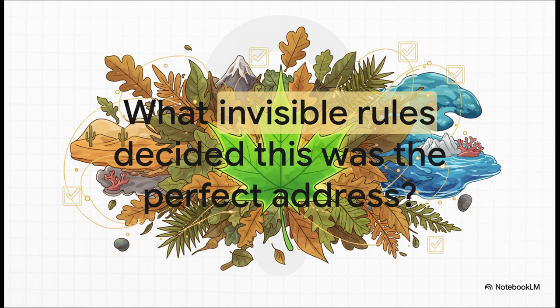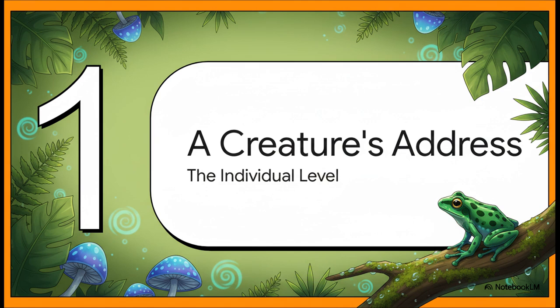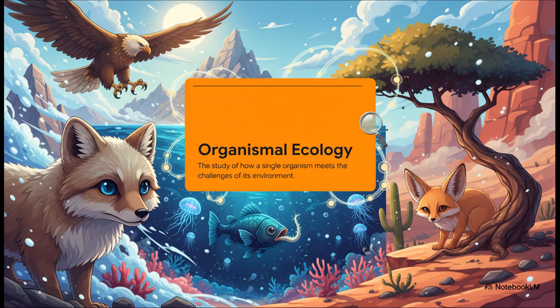What are those rules? Okay, so let's get into it. Our investigation is going to start at the ground level, looking at the world through the eyes of our one single frog. What does it actually need to make a home? This brings us to a field with a bit of a fancy name, organismal ecology. But all it really means is looking at the one-on-one relationship between a single creature and its world. You know, what challenges does it face every day, and how is it perfectly equipped to handle them?